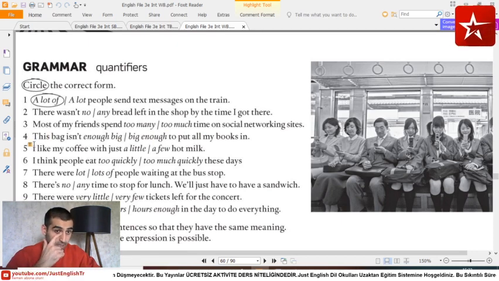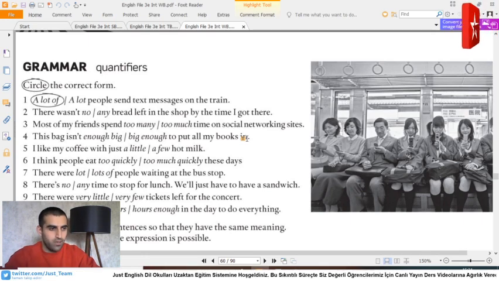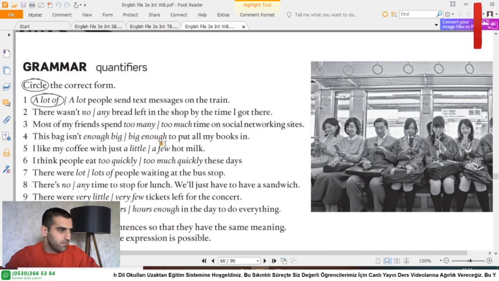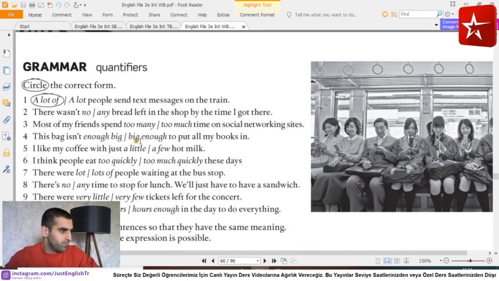And number 4. This bag isn't enough big or big enough to put all my books in. Neri angrily says hi. Okay, hi to the students of Justenglish. Okay, Mary says big enough. Okay, this bag isn't enough big or big enough. Which one is correct? Big enough or enough big?